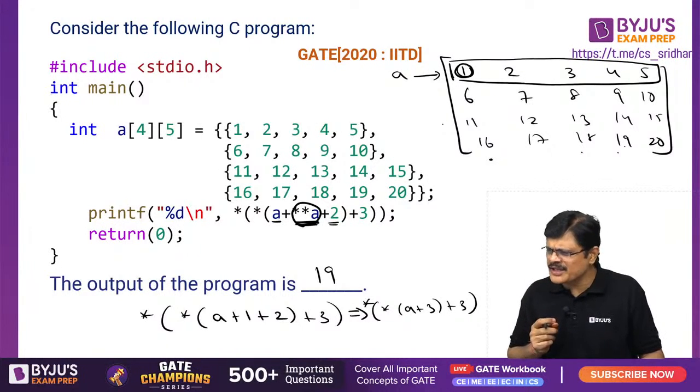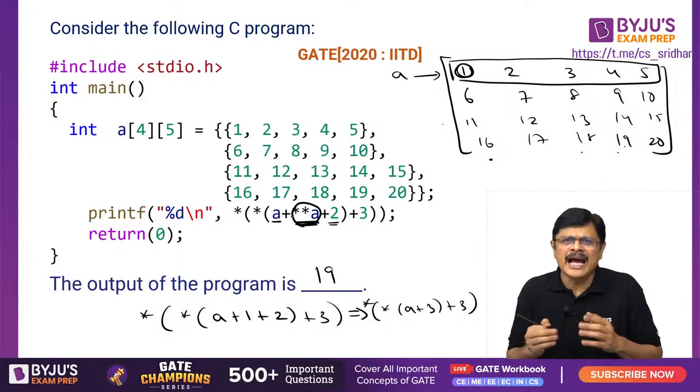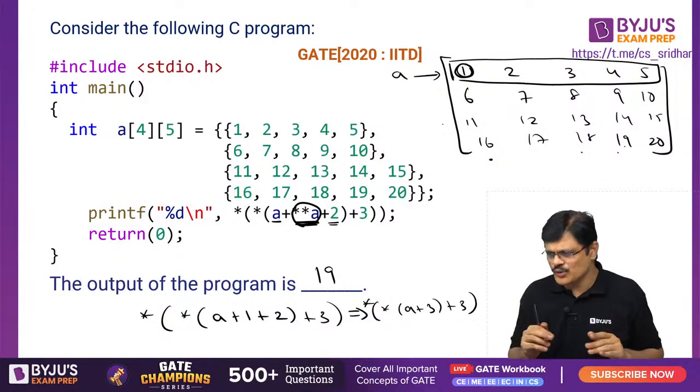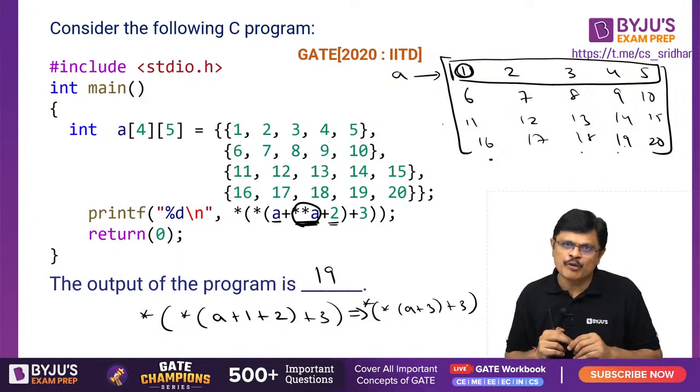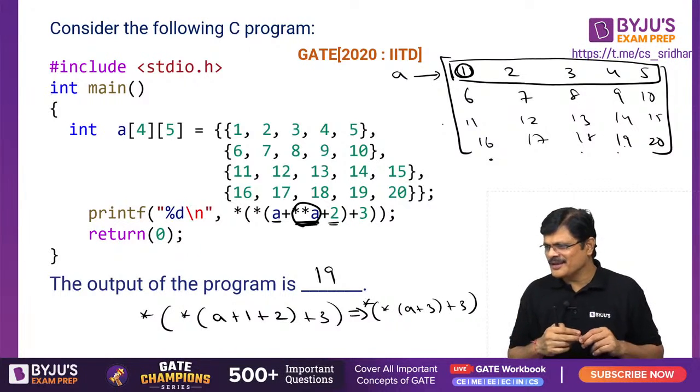Precedence and associativity is also important, sir, but anyhow we are within that. Star will have higher precedence than plus, so that is automatically taken care of. Okay, yes, that is very important. Of course, precedence you can't ignore.